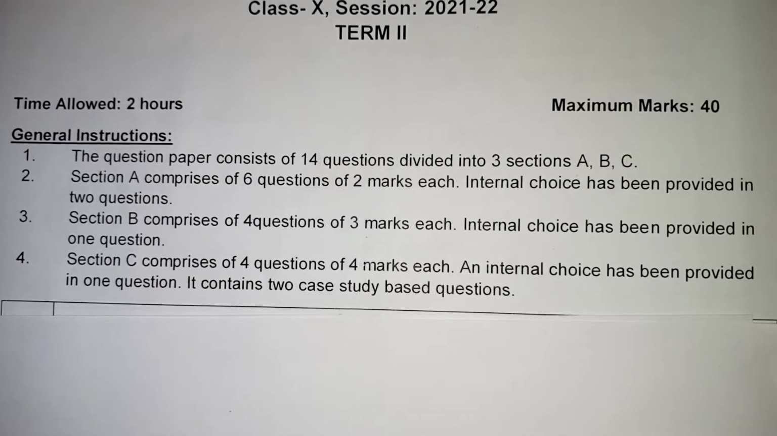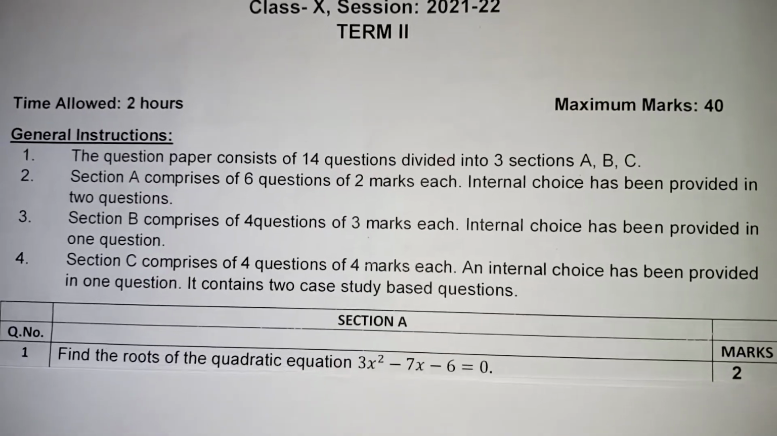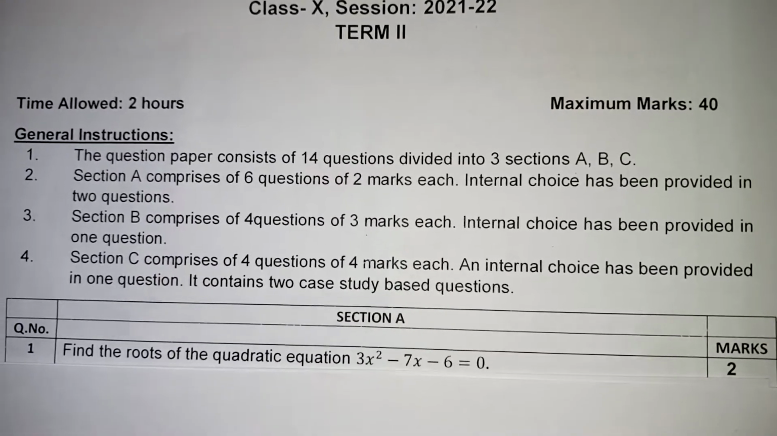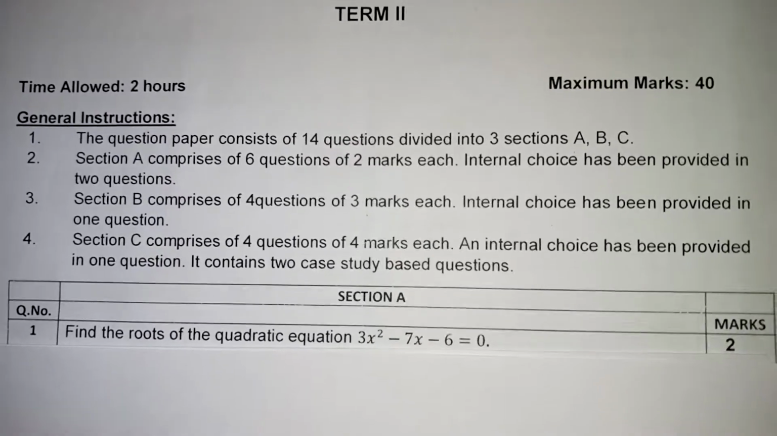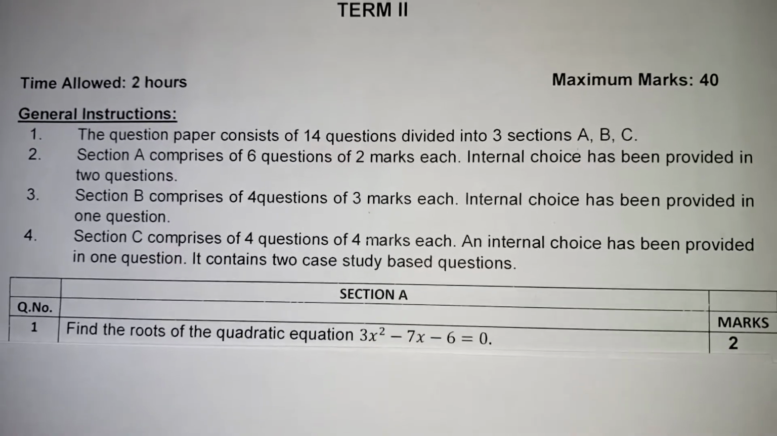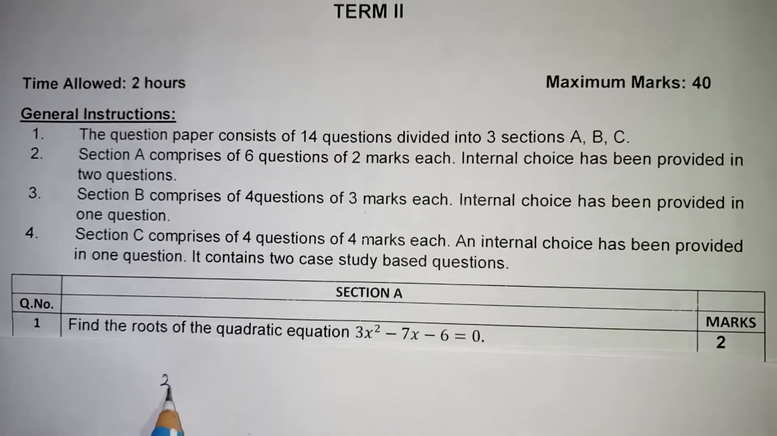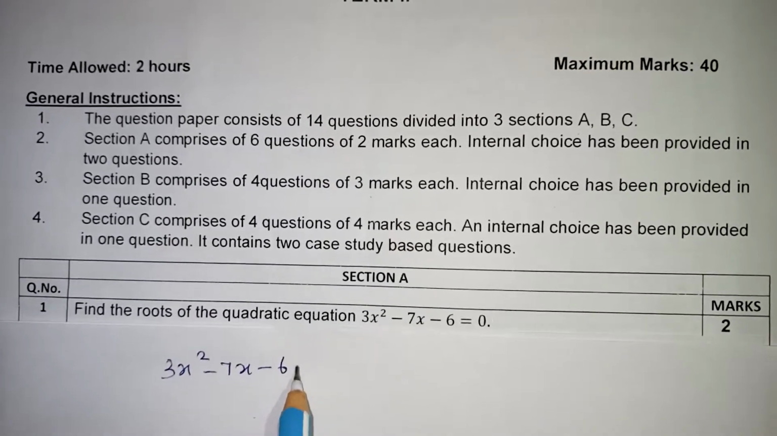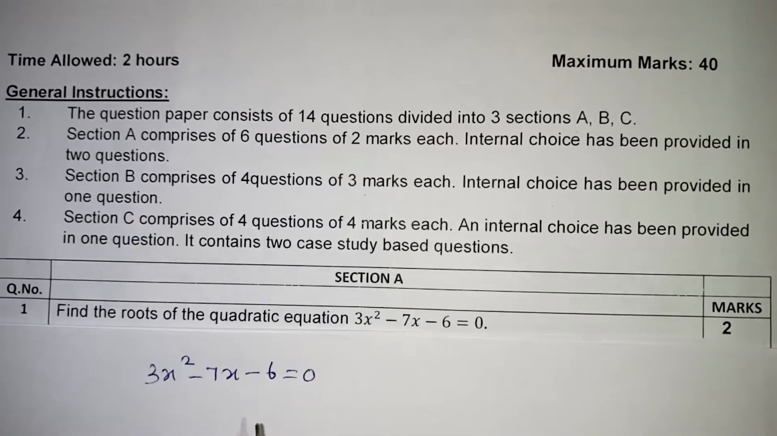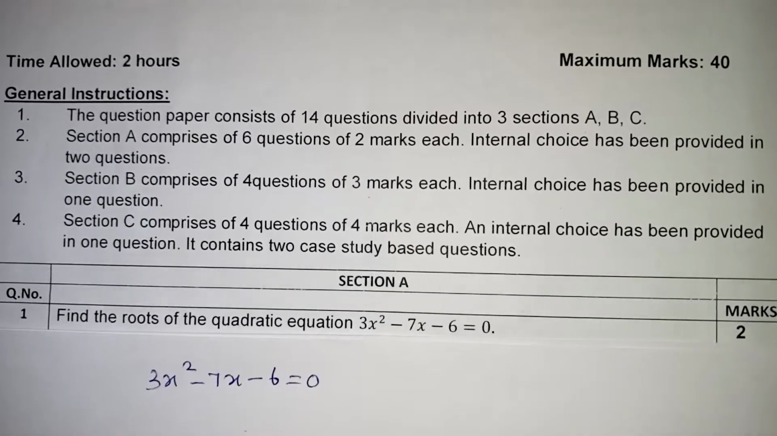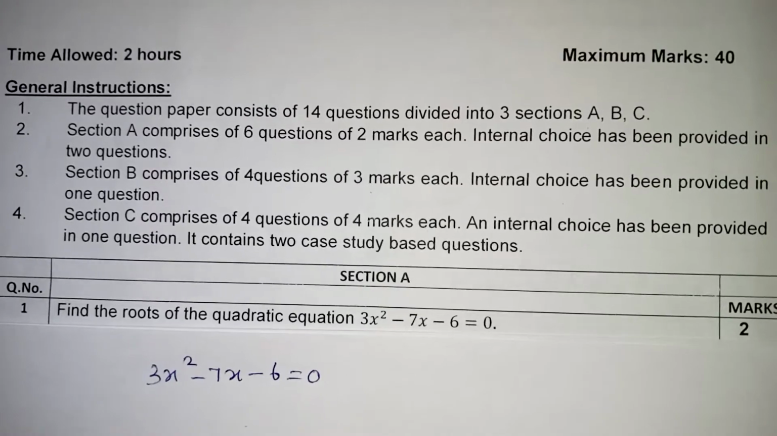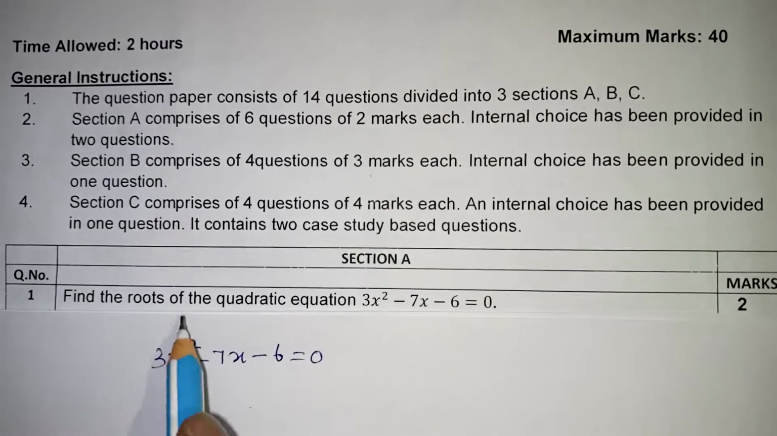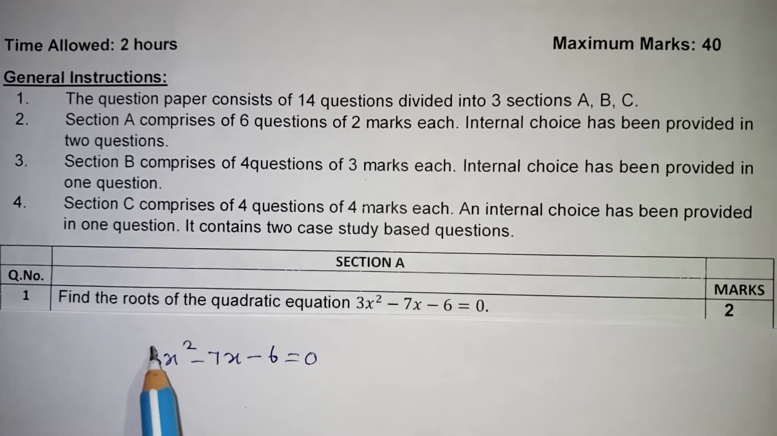First, Section A, 2 mark questions. Look at the first question here: find the roots of the quadratic equation 3x squared minus 7x minus 6. Since they didn't mention which method we have to solve with, we can take any method. Either we can go by the quadratic formula or we can factorize directly. So here we are going to do the direct factorization.